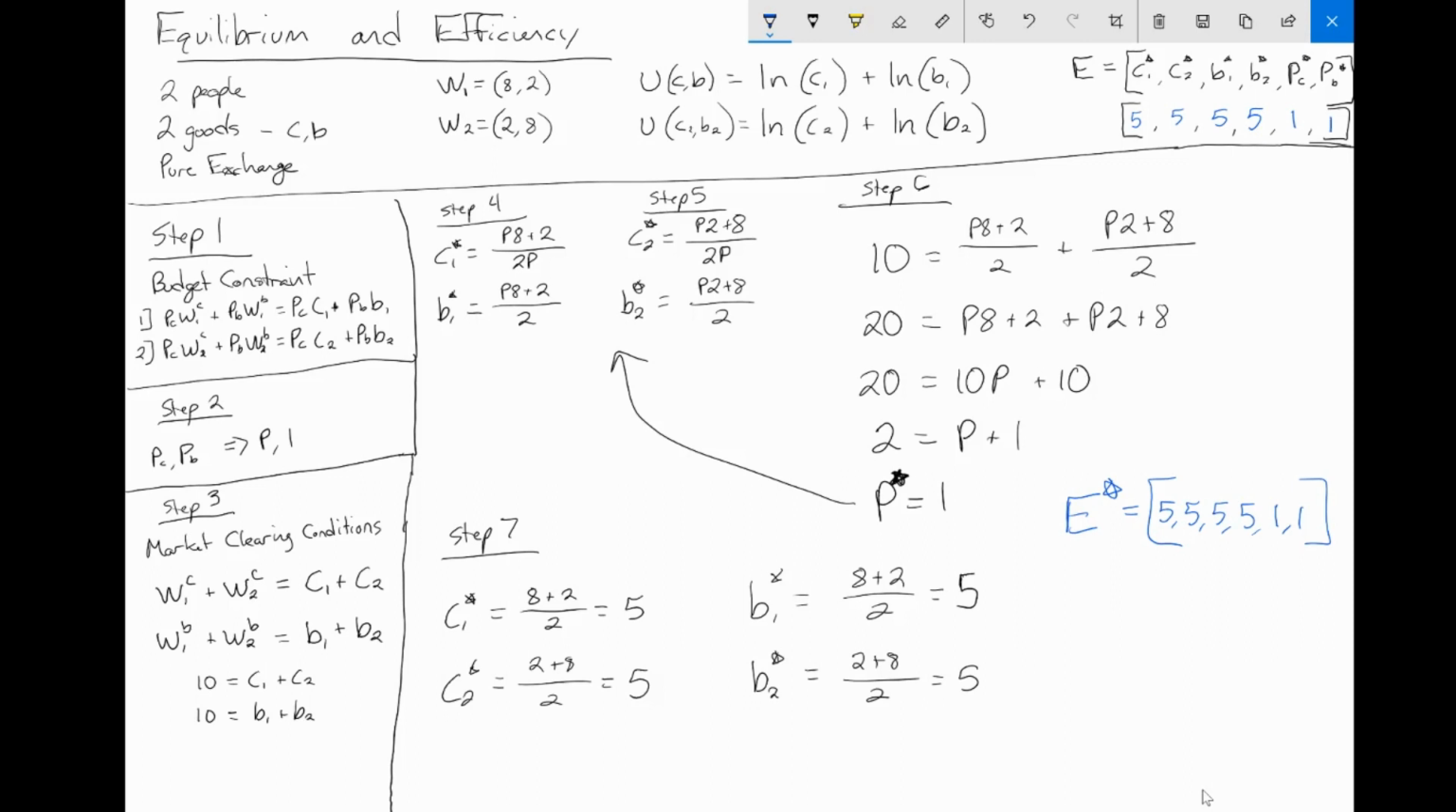Now, having seen that solution mechanism, all you need to do to solve these kinds of problems is to follow those steps.